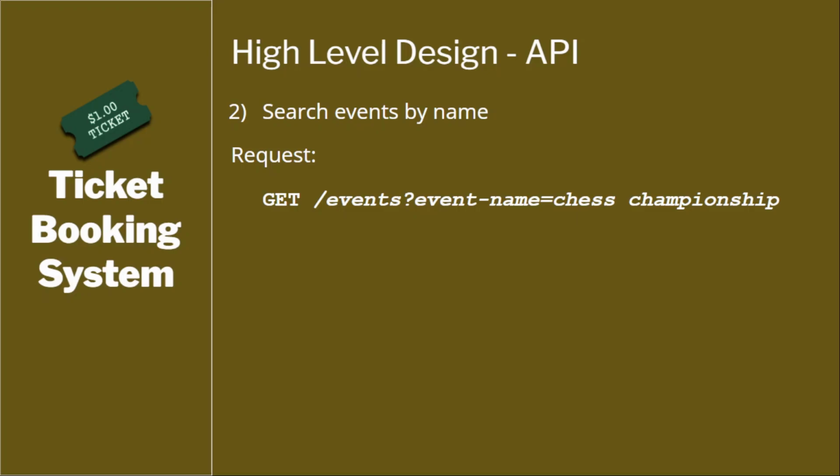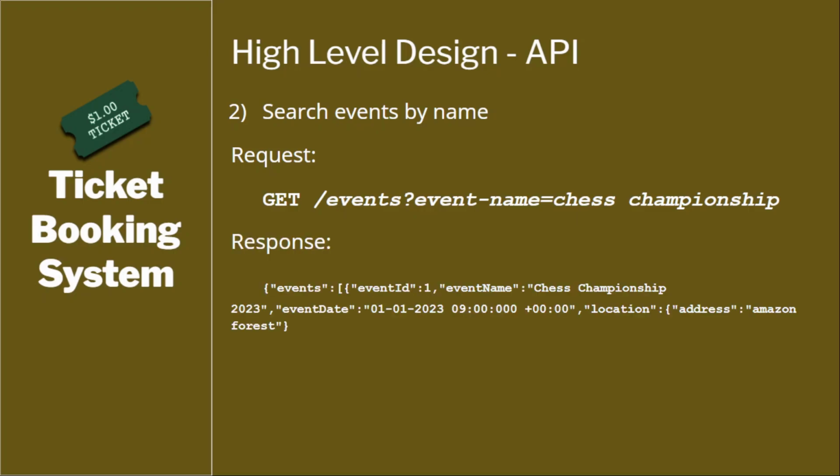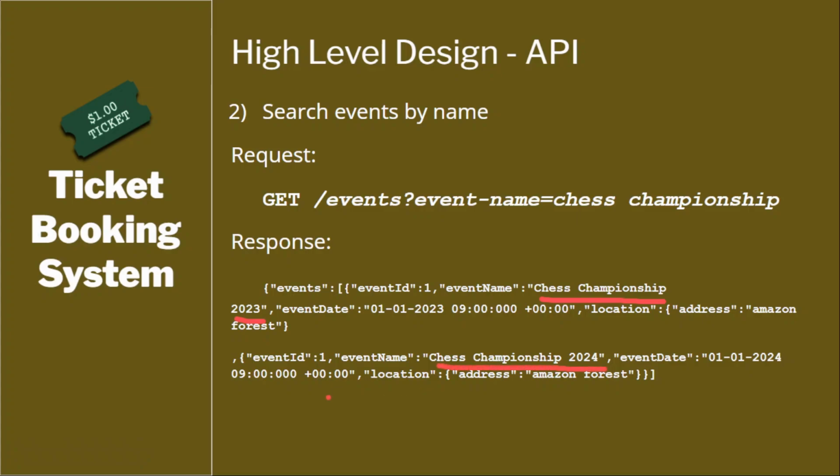The API will have the same structure as /events, the GET API. The array will have those events which match the search. We also provide events with similar names or names which contain chess championship. For example, chess championship 2023 or chess championship 2024 and so on.